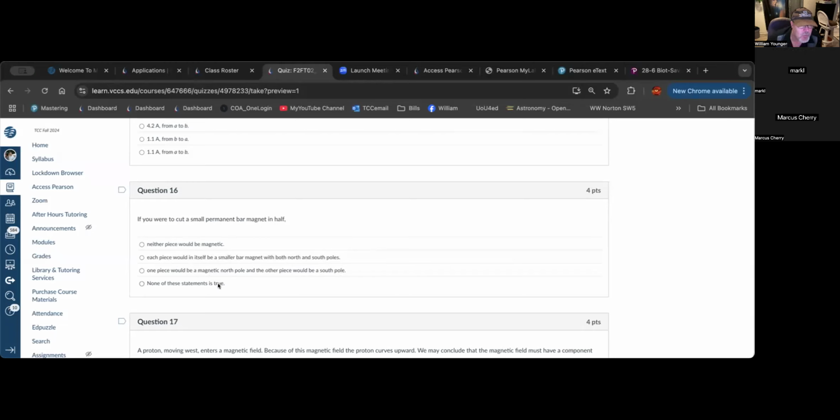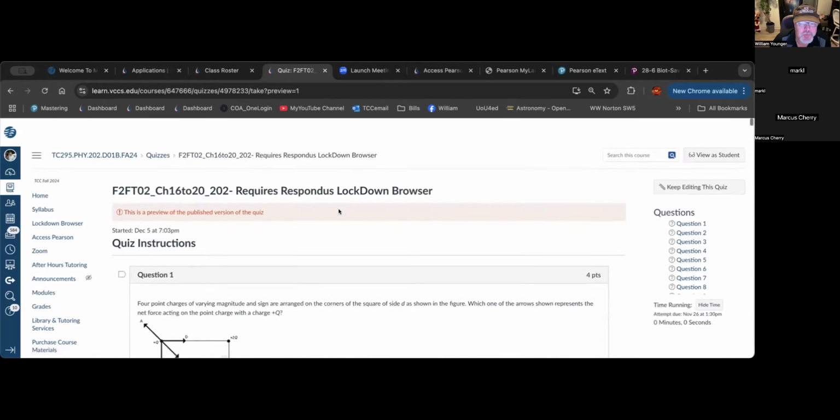Actually, this might be one where none of the statements is true, because as I explained to you, if you get small enough, then it just stops being a magnet. Like you can imagine if you were down to 2 atoms, what's the likelihood that you're going to cut one magnet and still have a magnet made out of just two atoms? But let me check the answer for that real quick.